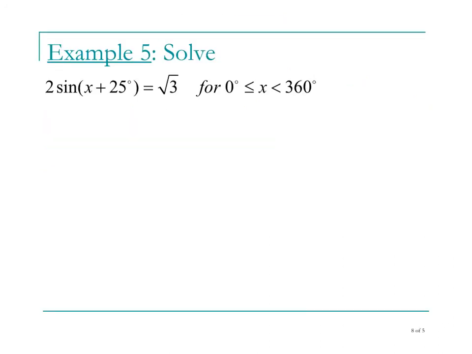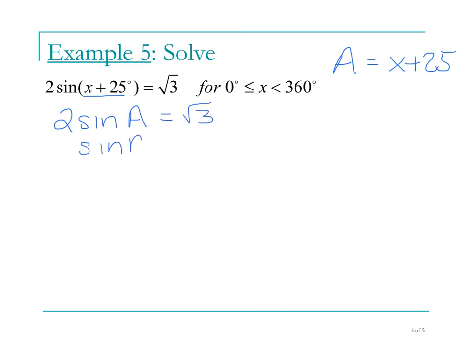So this problem looks complicated. You might think because of this you need to do angle addition. You don't need to do that. What we're going to do is make it an easier problem for myself. I'm going to take this and come over here and say, okay, a is x plus 25. So now I have 2 sine of a equals rad 3. So the sine of a is rad 3 over 2.